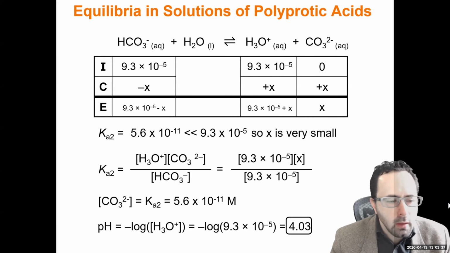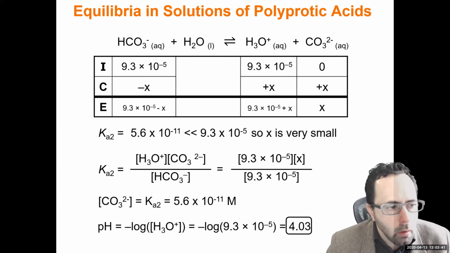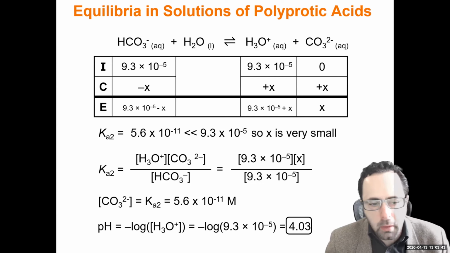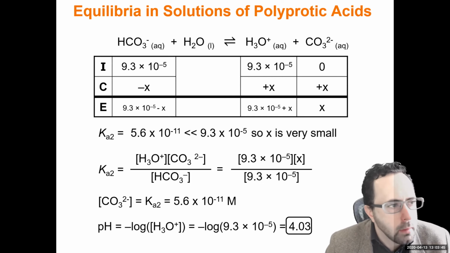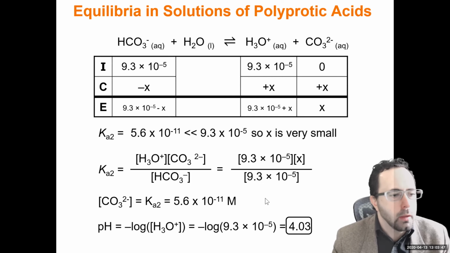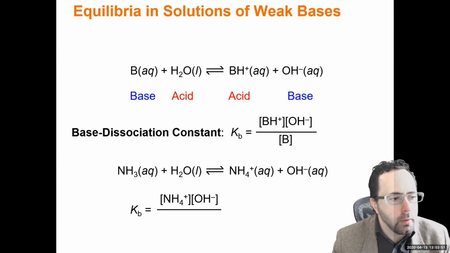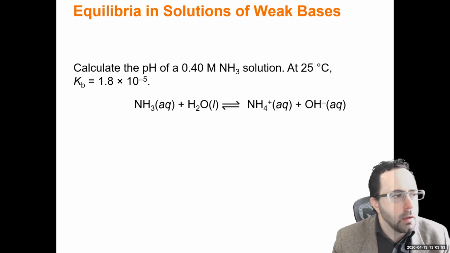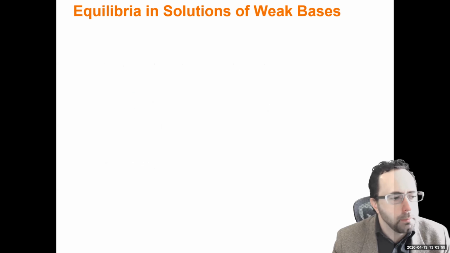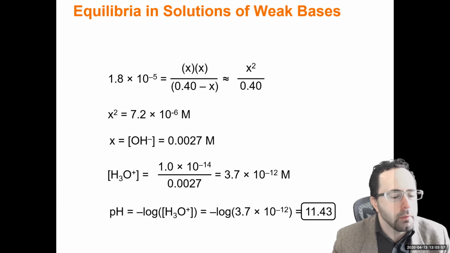Okay, so in the last lecture, right before this lab, we finished up our first problem of calculating the pH for a diprotic acid. And then we followed that up with the calculation of the pH of a weak base, ammonia. And that's where we left off.